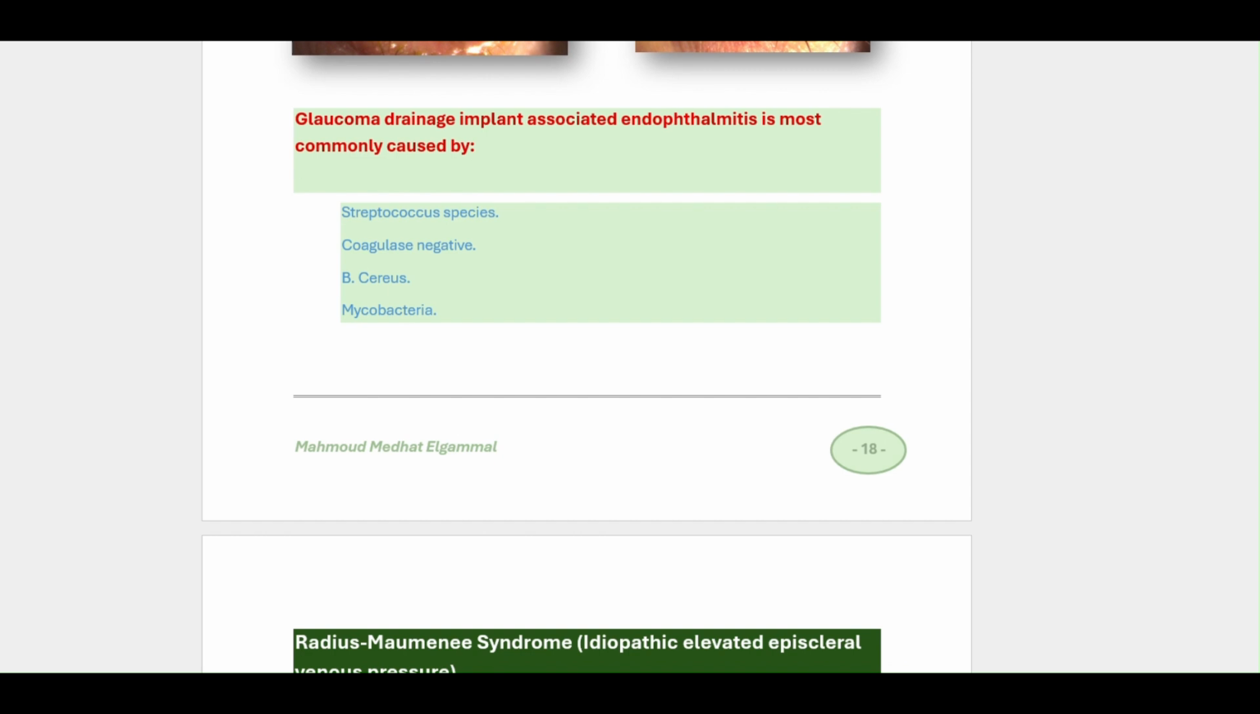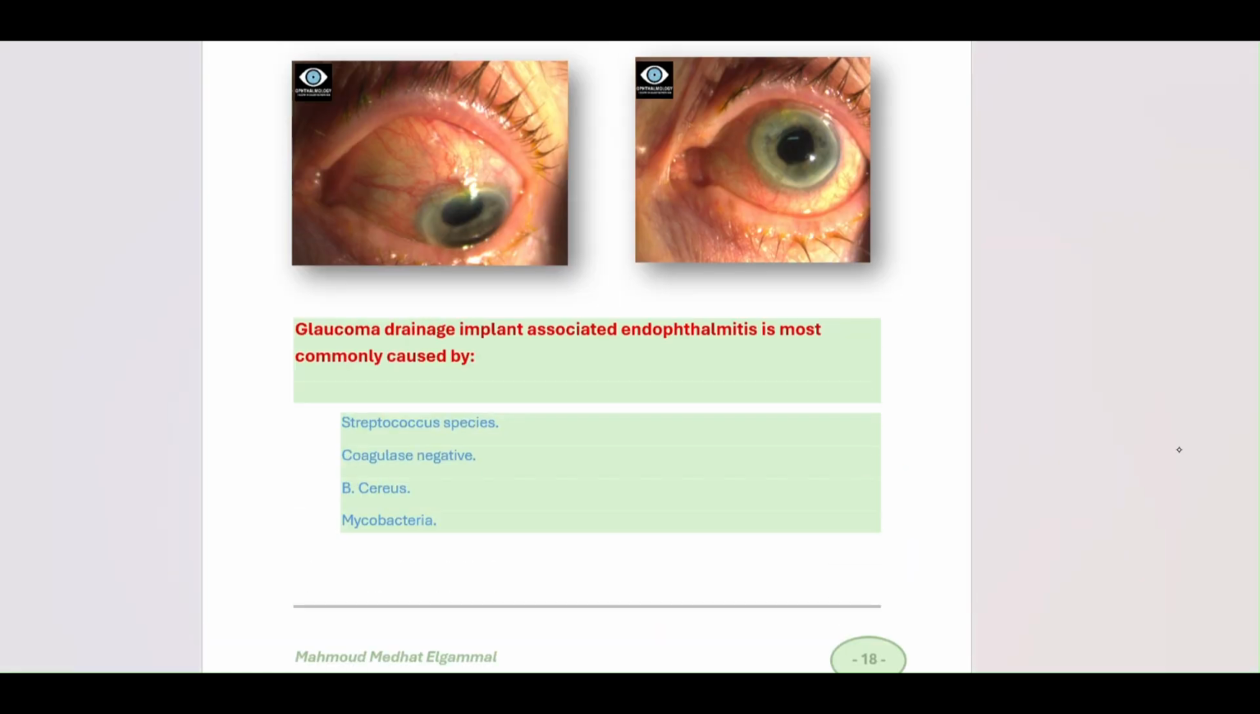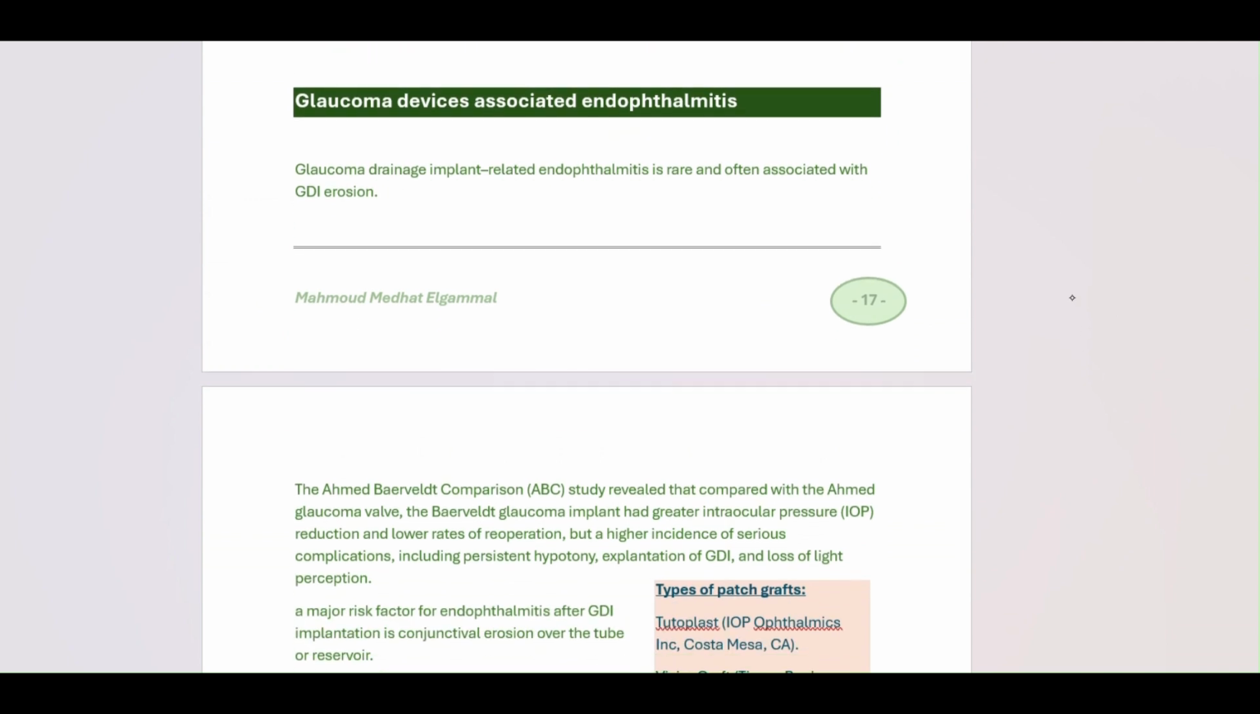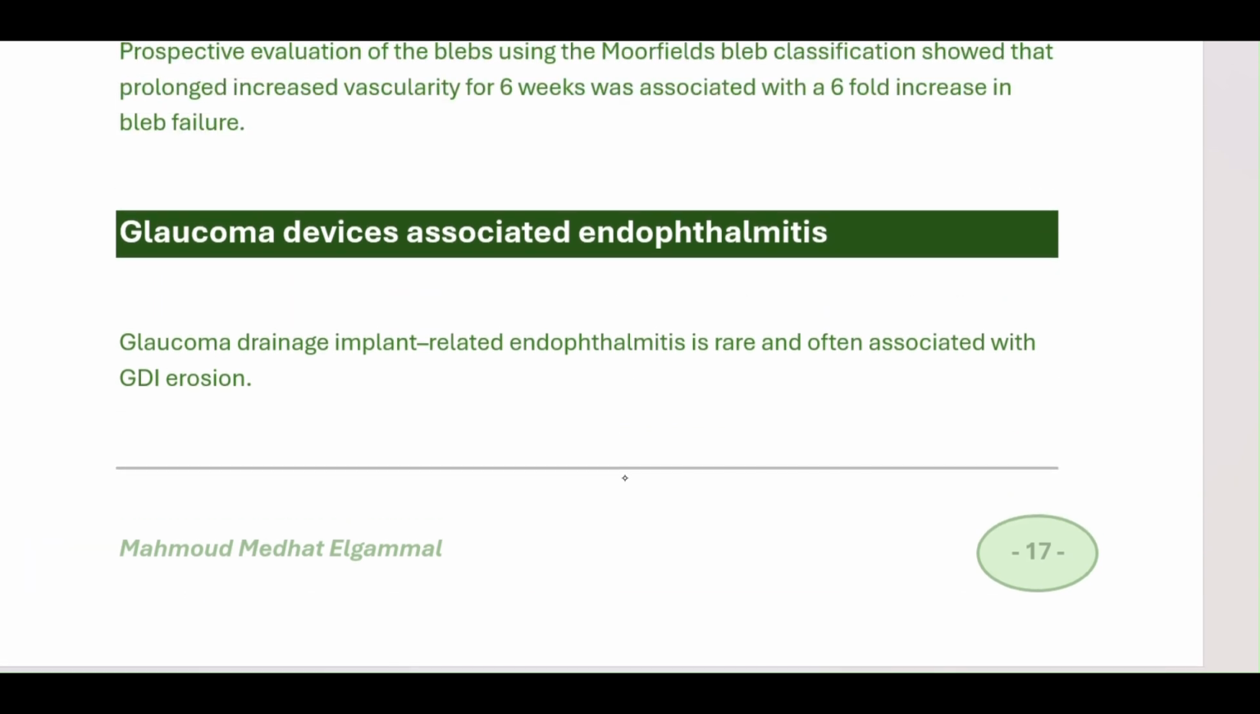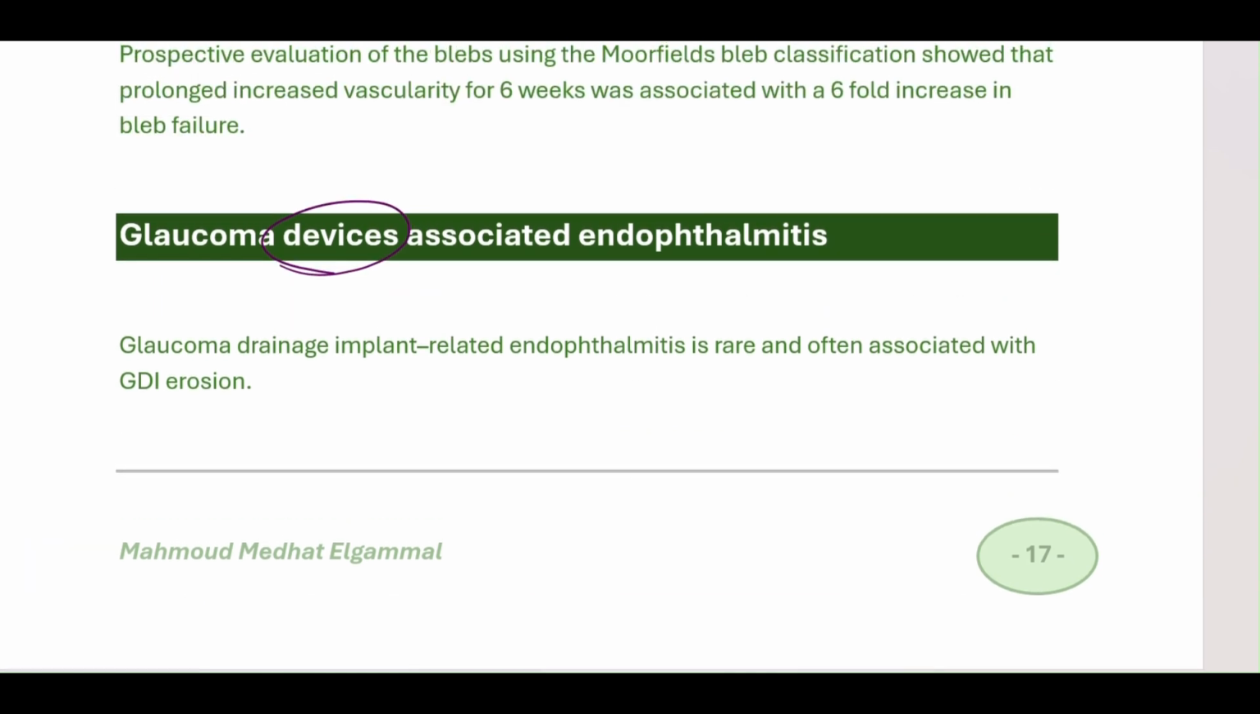Today we'll study a variation of this question, endophthalmitis associated with glaucoma drainage implants. Glaucoma drainage implants or glaucoma devices associated endophthalmitis. Implants in glaucoma, these devices are usually either valved or non-valved. So we have Ahmed valve and we have Baerveldt drainage device.